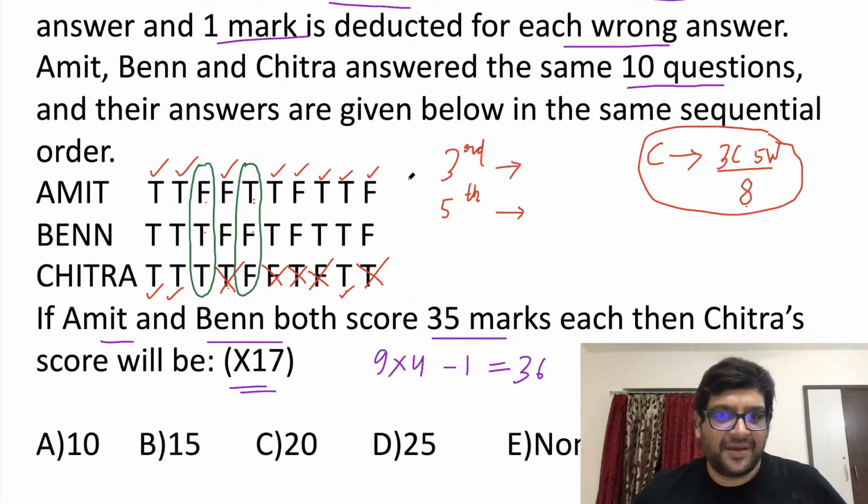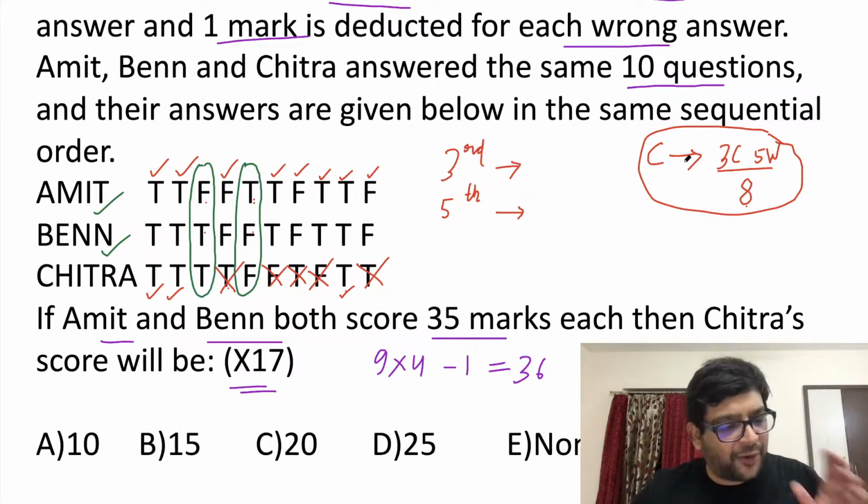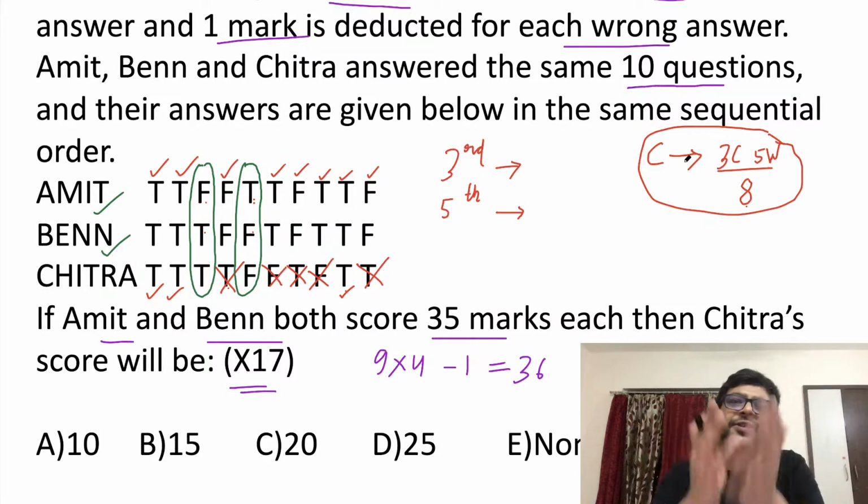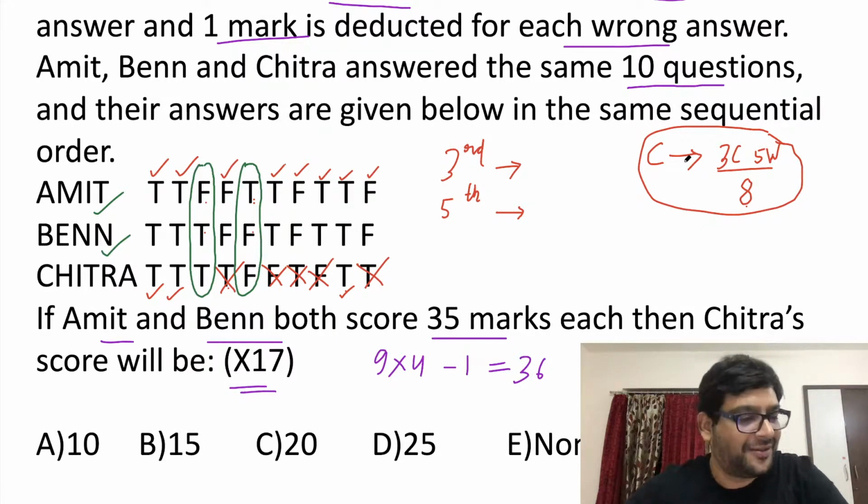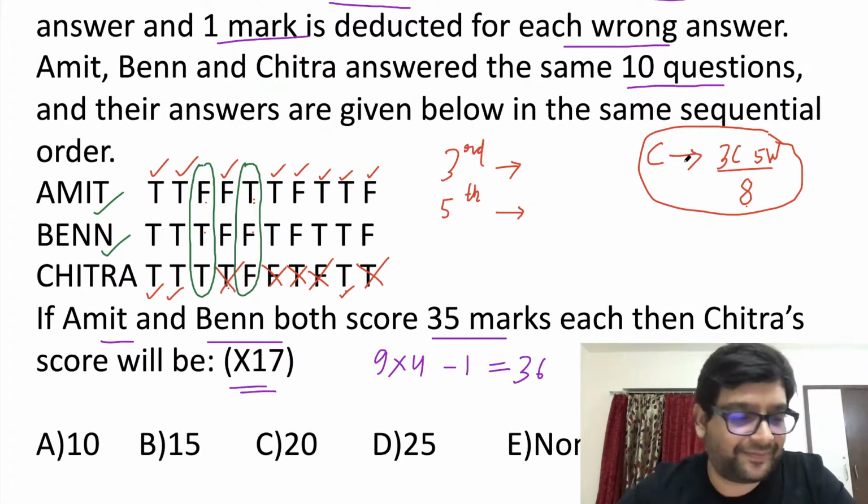In one of them, Amit is right, and in one of them, Ben is right. I don't know which one. So what can you say about Chitra for those 2 questions? If you can tell me what happens to Chitra in those 2 questions, your question is solved, and you'll have an answer. Tell me, what do you think is the answer for this?